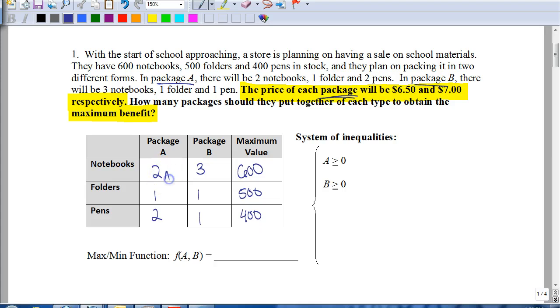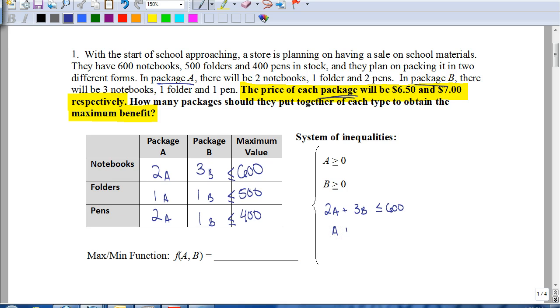So now all I have to do is fill this down with my variables, and I have my inequalities. I know these are going to be less than or equal to because that's all I have available. So I have to use either all of the 600 notebooks or less than that, or all of the 500 folders or less than that, or all of the 400 pens or less than that. Remember, we have our 2 common sense inequalities that we're not going to have a negative amount of package A, we're not going to have a negative amount of package B. So now we have 2A plus 3B is less than or equal to 600.